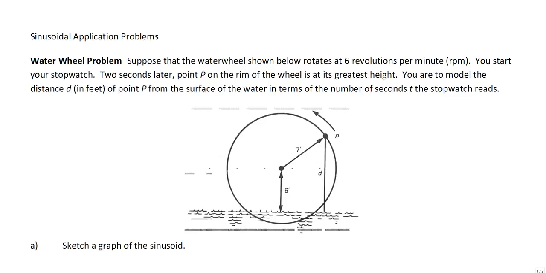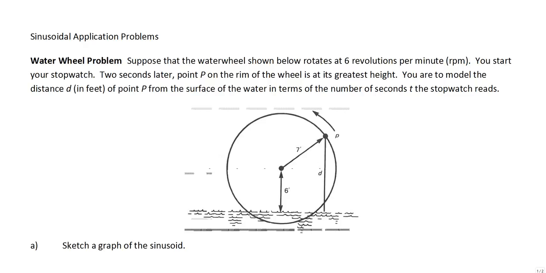So, read carefully. We're going to be working with a water wheel shown below that rotates at 6 RPMs, so 6 revolutions per minute. When you start your stopwatch, 2 seconds later, point P on the rim is at its greatest height. Now we are supposed to figure out a way to model this, where the distance d in feet from the point P, which is how far above the surface of the water it is, over t, which is time in seconds. A lot to take into consideration.